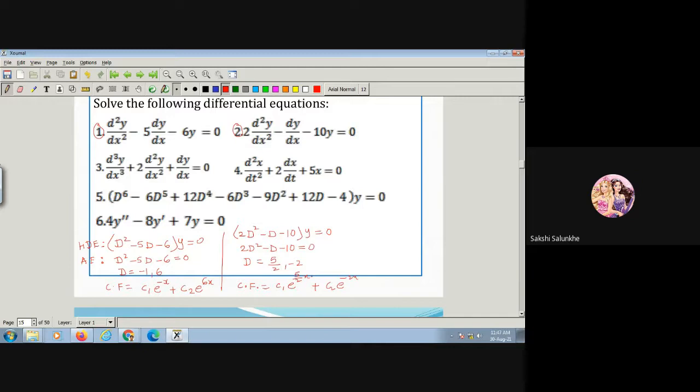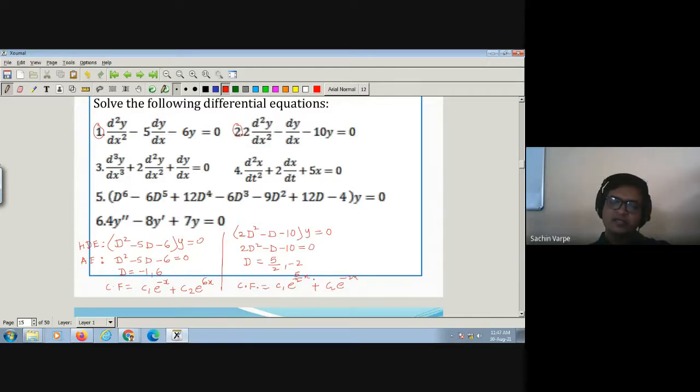Now here most of the students are getting confused while writing the order. The order is not important, remember. You can take minus 2 first and 5/2 as the second one, so don't get confused. That will be the same. Someone may write c1 e to the power minus 2x plus c2 e to the power 5/2 x. That is also correct.